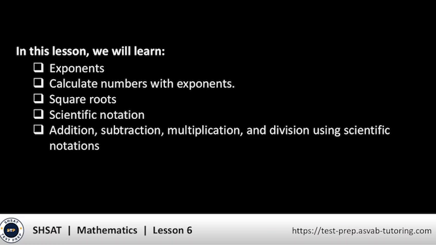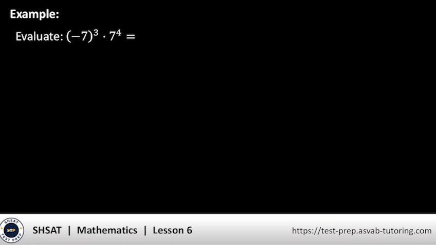Okay, so let's start. First of all, evaluate. As we can see, we have -7 to the power of 3, and then we have 7 to the power of 4. So one of the formulas of this is, let's say you have a to the power b times a to the power c. If the bases are the same and you multiply like this, the powers are going to be added. And vice versa, if there's a division, then the powers are going to be subtracted.